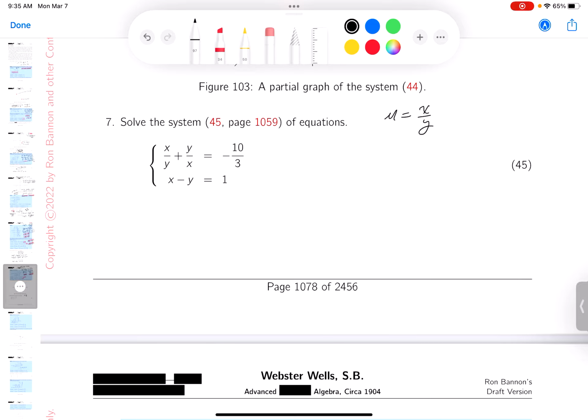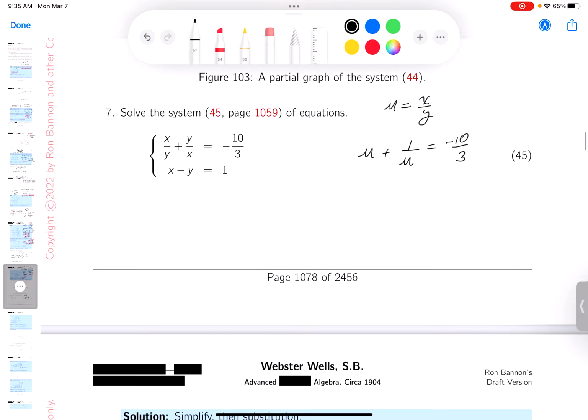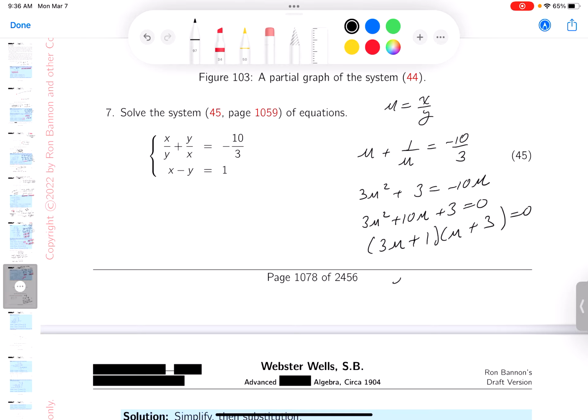So if I look at the first equation, it would be u plus 1 over u, and we've seen this many times before, by the way, is minus 10 thirds, right? So I would multiply both sides by 3u, so you get 3u squared plus 3 minus 10u, and then you get 3u squared plus 10u plus 3 equals 0. This would be (3u, 1)(u, 3) equals 0, a relatively simple factorization. What do you get? u equals minus 3, or u is equal to minus 1 third.